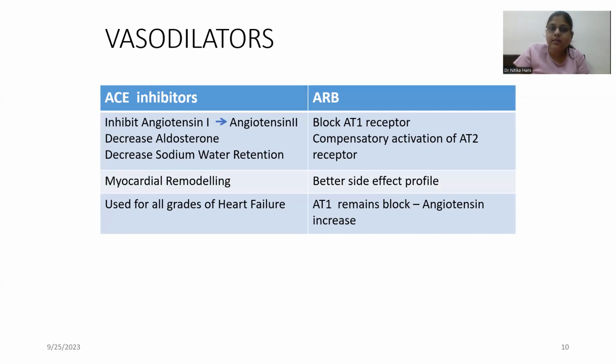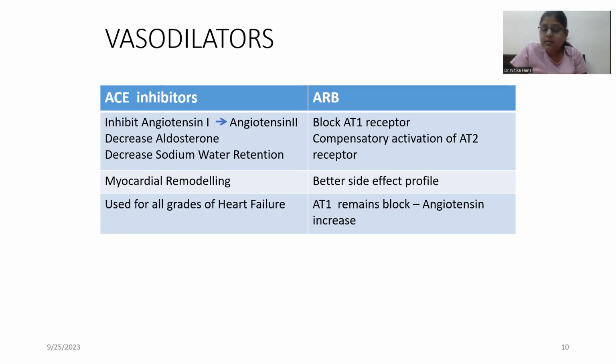Now, vasodilators, these are the arteriolar as well as the venodilators. ACE inhibitors and angiotensin receptor blockers are vasodilators. ACE inhibitors act by inhibiting the conversion of angiotensin 1 into angiotensin 2. So angiotensin 1 will be more, but angiotensin 2 will not be produced. So there will be no vasoconstriction, and they also decrease the aldosterone release in the body. So there will be decreased sodium and water retention. And these are helpful in cardiac remodeling and used for all grades of heart failure.